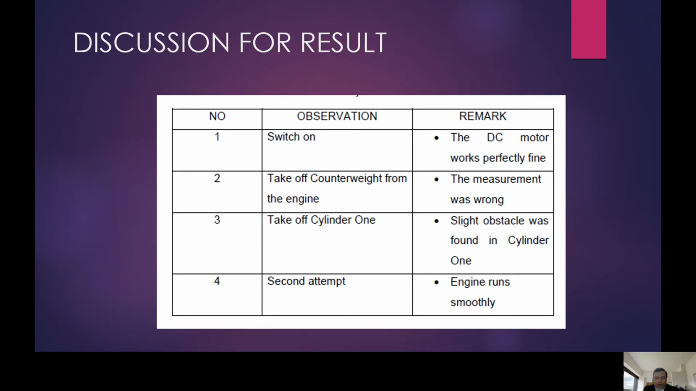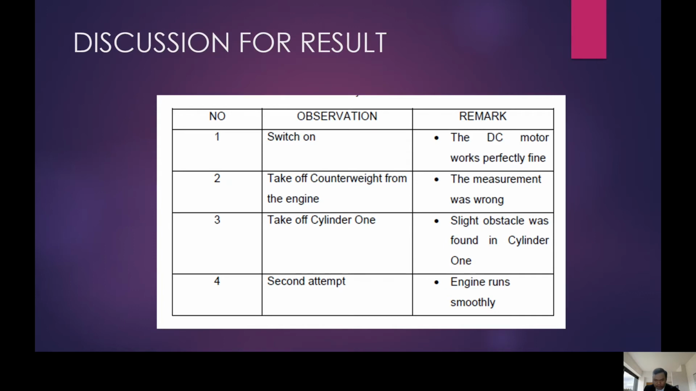Number 1, from my observation, the DC motor switch operates in good condition. Number 2 is when the first attempt occurs, the piston cannot move smoothly due to the wrong counterweight measurement. This will make the engine not work as planned. And the third observation I got is, while making a new measurement for the counterweight, an error was found in cylinder 1. There was a slight obstacle of hardened glue in cylinder 1, which made the piston move jaggedly.